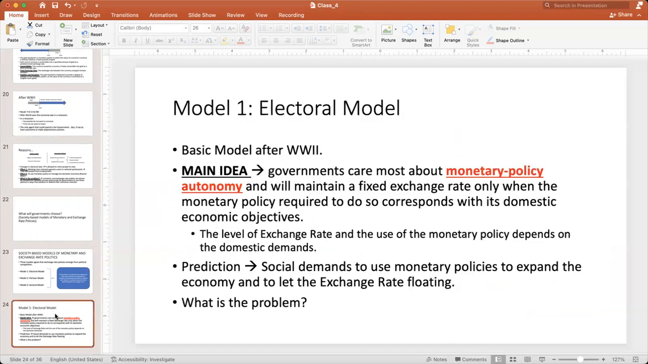So let's begin with the electoral model. The electoral model is a basic model after World War II. The main idea was that the government cared most about monetary policy autonomy. And they only tried to maintain the fixed exchange rate in certain cases if the economy needed.